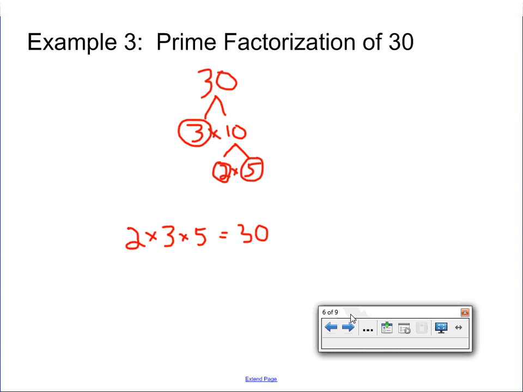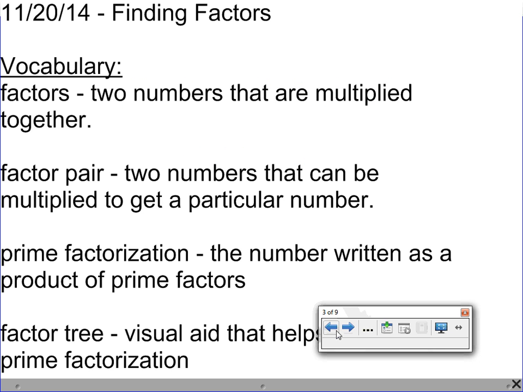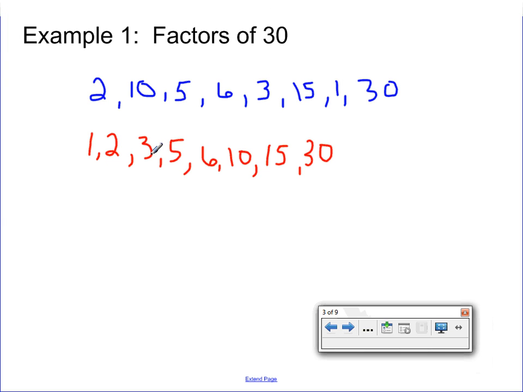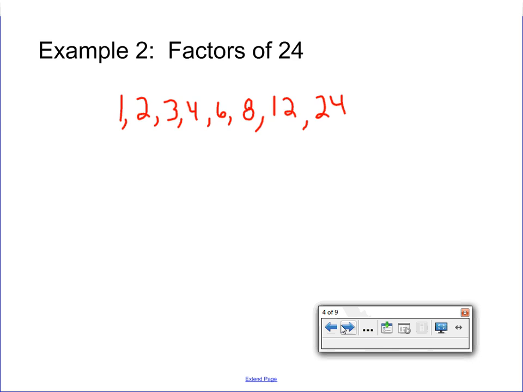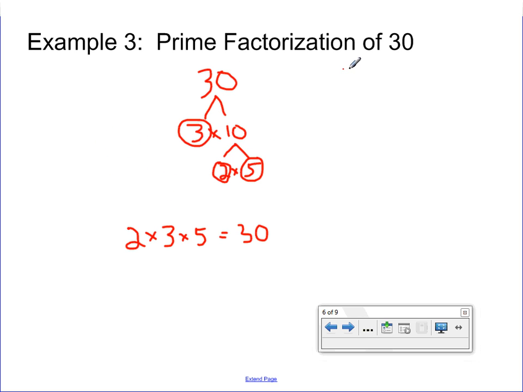Now, if you're looking at this, you might say, well, wait a minute. What about the other factors here? There's other things other than 3 and 10. What if I chose 5 and 6 to start with? Well, let's go back and try another factor tree, but starting with 5 and 6.